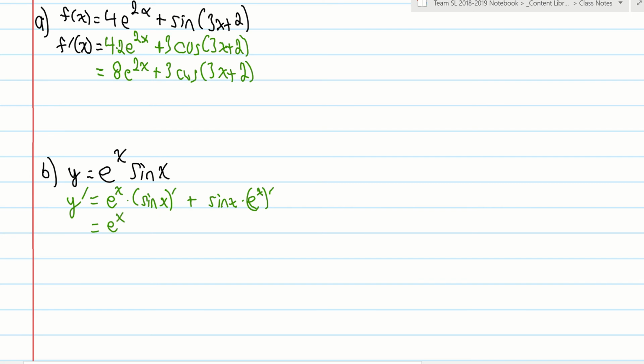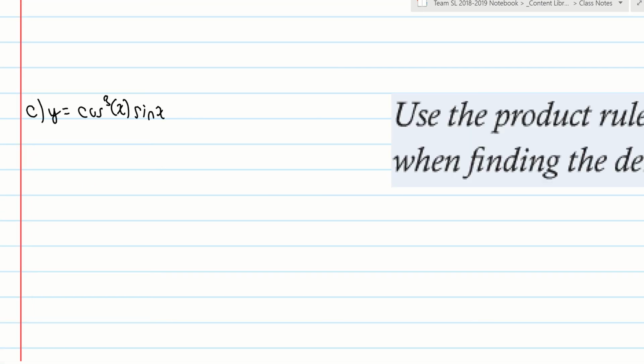So e to the x, derivative of sine x is cosine x plus, remember the product rule, sine x, and the derivative of e to the x is simply e to the x. We can go ahead and factor out an e to the x, and we have cosine x plus sine x, finished. Okay, continuing in the derivative journey, we have now cosine cubed x times sine x.